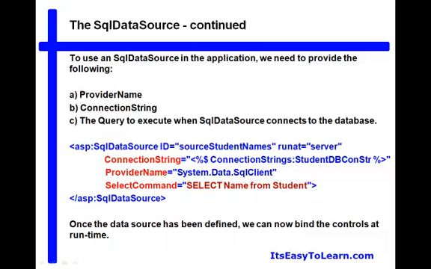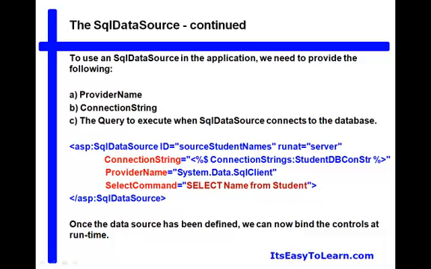For example, here we specify a SQL data source definition: ID equal to source student names. ID should be unique within the page, and the connection string is specified to be the student db con str, which is an entry in the connection strings that are defined in the web.config file.